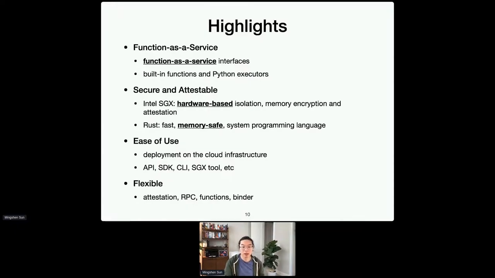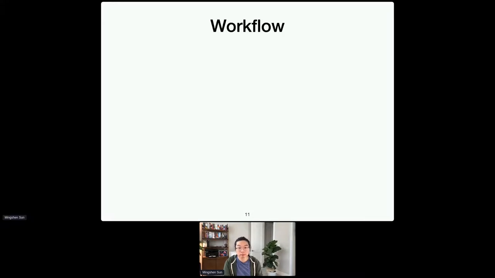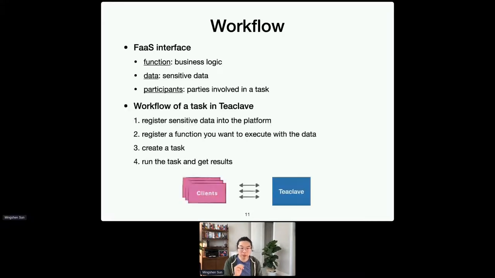The last one is modularity and flexibility. We have several libraries which are important in secure computing, like attestation and RPC, and we provide these libraries. Many open source projects have already adopted these libraries in their projects. So let me briefly give you some ideas of how to use this platform.